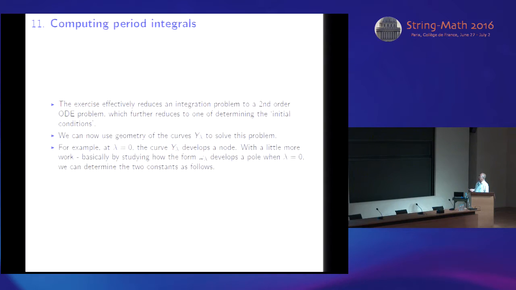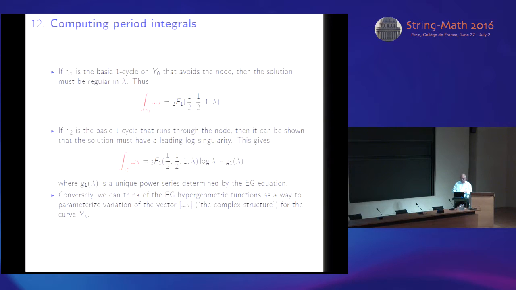So this is a simple exercise, reducing an integration problem to a second order ODE, which further reduces to one of determining the initial conditions. So we need to solve for some initial conditions. For example, at lambda equals 0, the curve Y lambda develops a loop. With a little bit more work, we can show how the form omega lambda develops a pole when lambda equals 0. Then we can determine the two constants that we need to determine by the following.